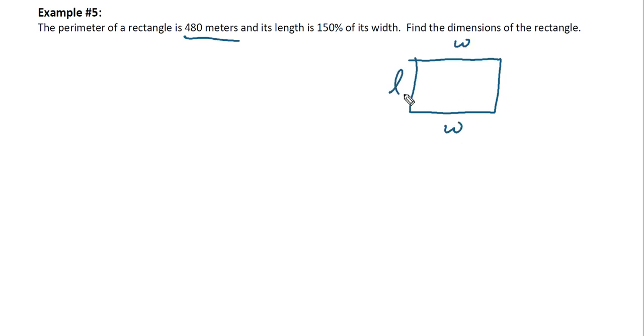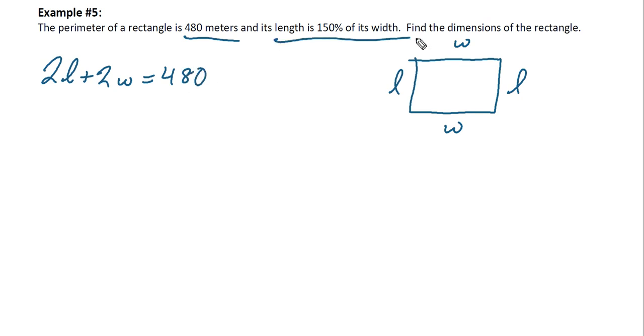So if I label this, the width and the length of a rectangle are going to be the same on opposite sides. So that actually generates our equation for us. 2W plus 2L is the perimeter. If we know the perimeter is 480 meters, 2L plus 2W is 480.